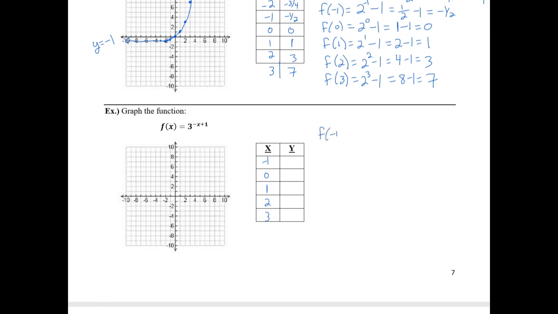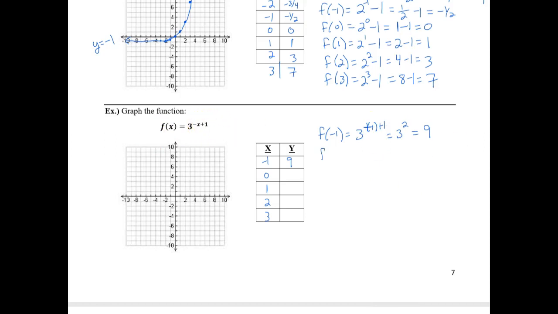So f of -1 equals 3 to the -x, x is -1, plus 1. But a negative is a positive. So that's really +1 plus 1, which will be 3 squared. And 3 squared is 9. So that one's tricky because of all the negatives. We had a -x, we plugged in -1, and those two negatives made a +1, plus the one we had up here already.